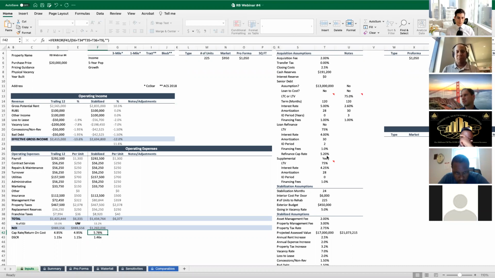Yes. So absolutely, this is the right way to do it. You have to be aware. You have to think about what you're selling when you're selling. Am I selling a stabilized product, or am I selling a value add product? And then you have to put a cap rate on it, right?